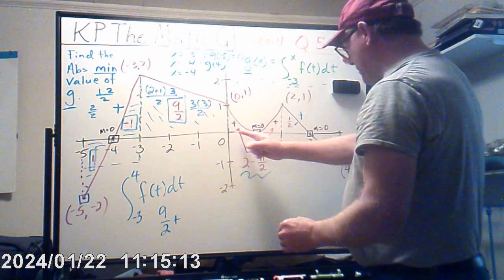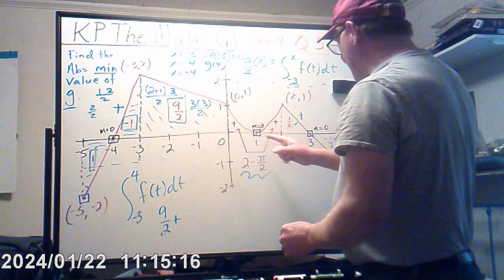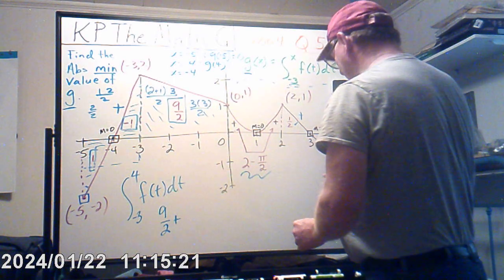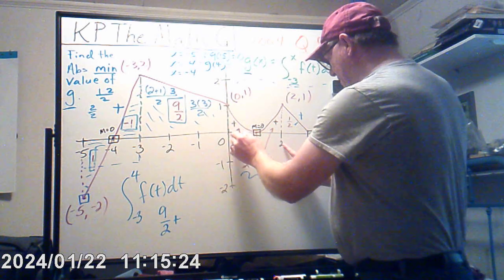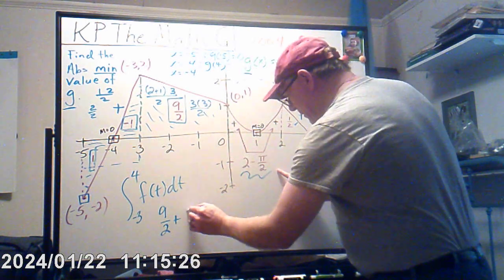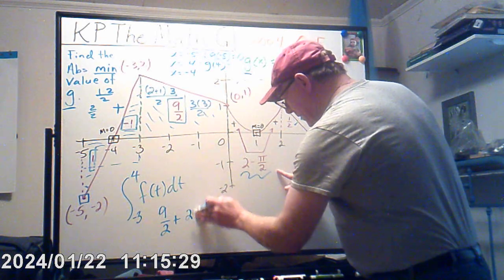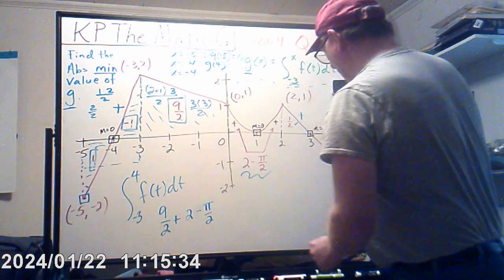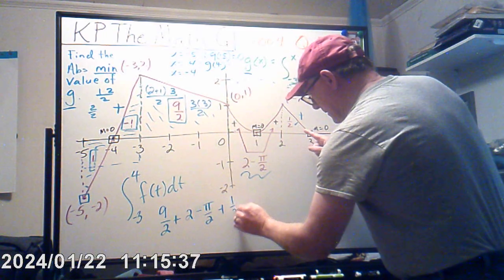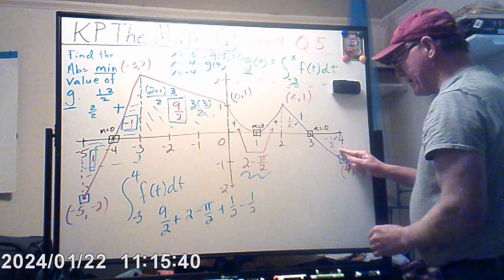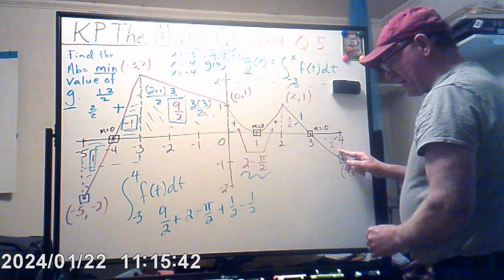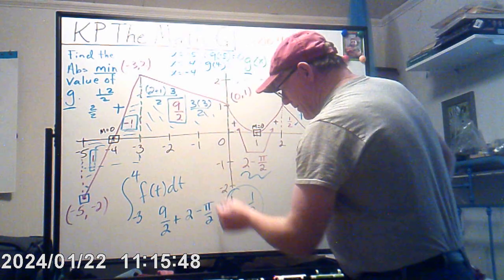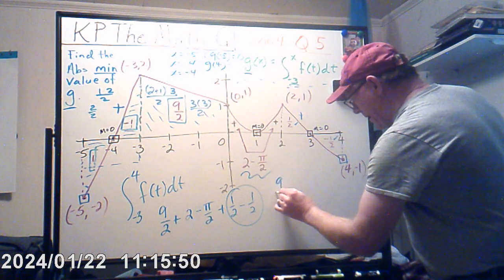Alright, from 0 to, we're going all the way to 4, aren't we? Well, from 0 to 2, we know that is 2 minus pi/2. And we know this is plus 1/2, and we know this is minus 1/2. Okay? Alright. This right here is 0. So if we add all of this up, this is 9/2.